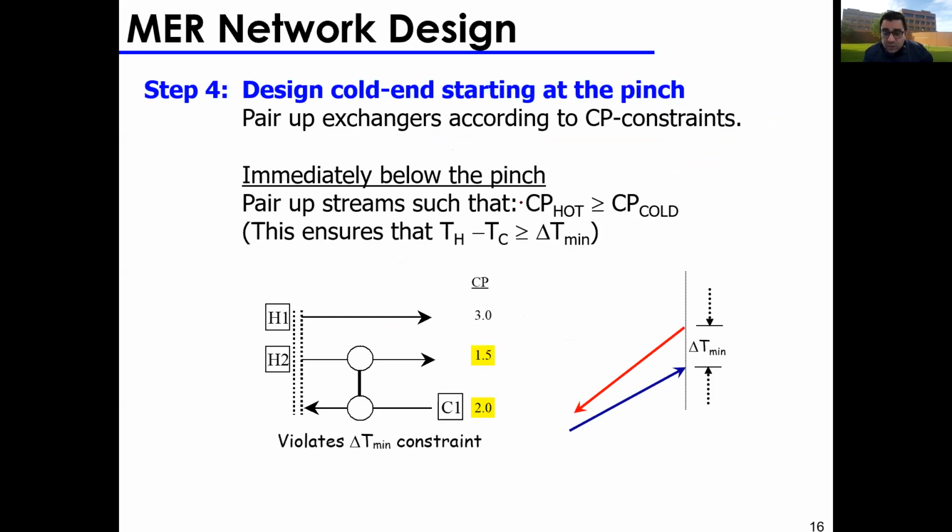However, below the pinch, I'm following the reverse rule. CP hot has to be greater than CP cold, okay? And this is below the pinch, and you follow the same logic.